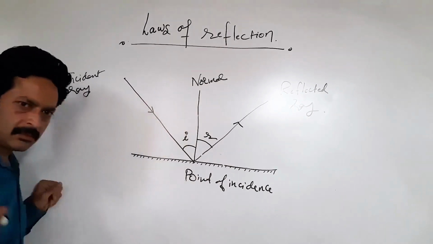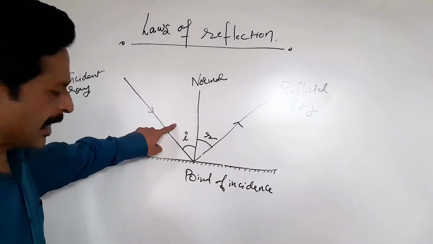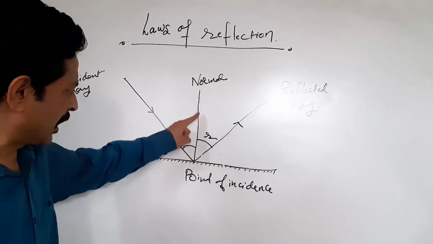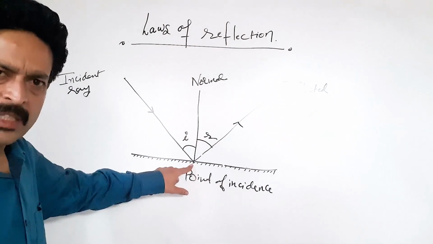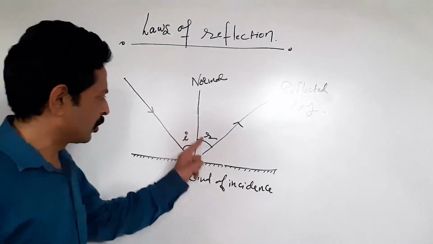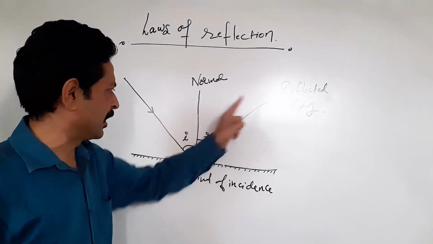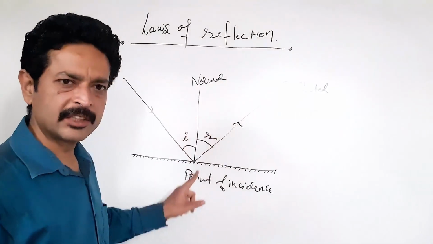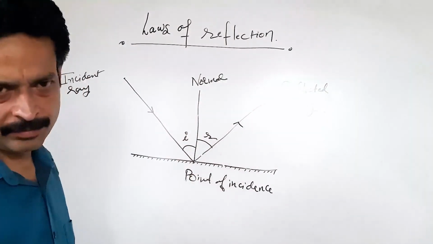So first of all, let us revise 2-3 definitions. What is the angle of incidence? The angle between the incident ray and the normal at the point of incidence is known as the angle of incidence. What is the angle of reflection? The angle between the reflected ray and the normal at the point of incidence is known as the angle of reflection. Okay?